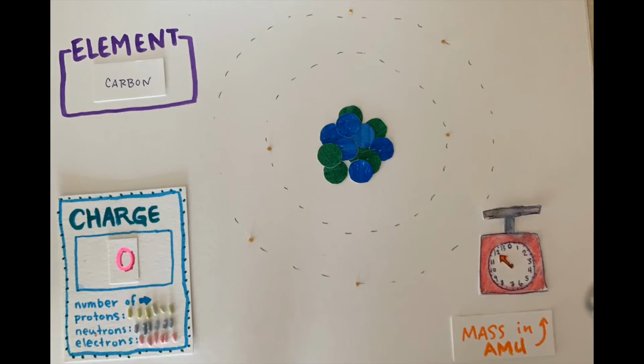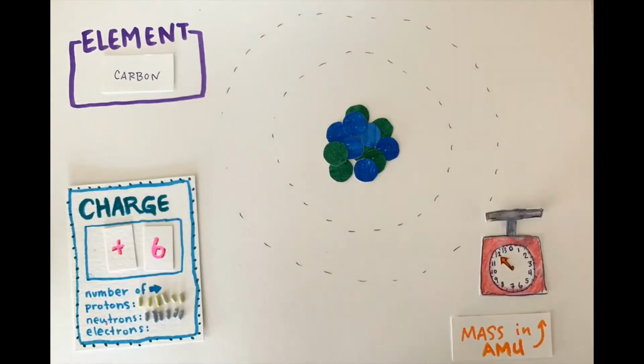Now, as electrons are added to the atom, you will see that the charge of the atom is getting less positive, or getting closer to 0, for each electron that we add. Mass, however, and element do not change when we add the electrons. Let's watch the addition of the electrons again.